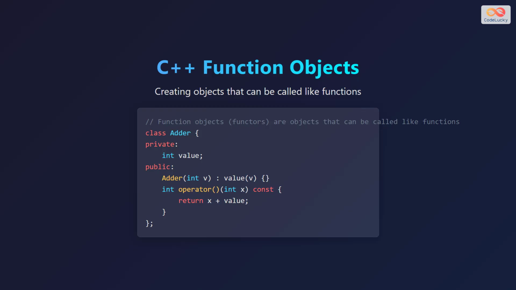The example shows how to create an adder class. It has a private integer value. The constructor initializes this value. The operator parenthesis is overloaded to add the internal value to the argument x, and returns the result.